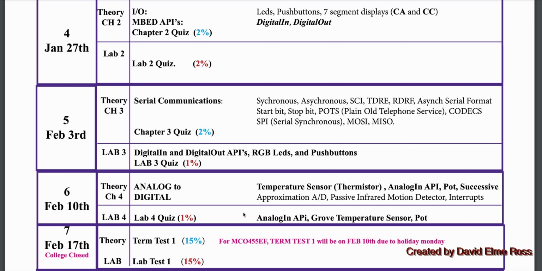It's going to have it 1 week earlier, as it mentions here, on the week of February 10th. So February 10th is when term test 1 is going to be for just the EF. Everybody else's evaluations will happen just as they are specified in here. So the A, B, and C, D will have their term test here, but the MCO455EF will have it 1 week earlier.